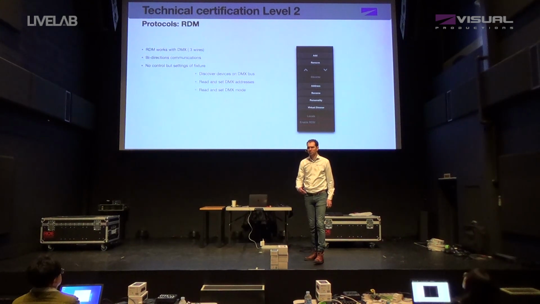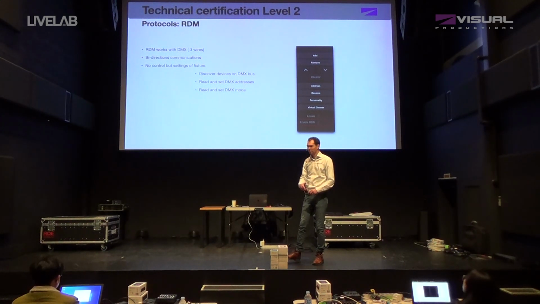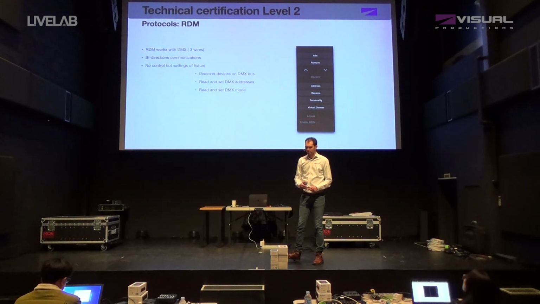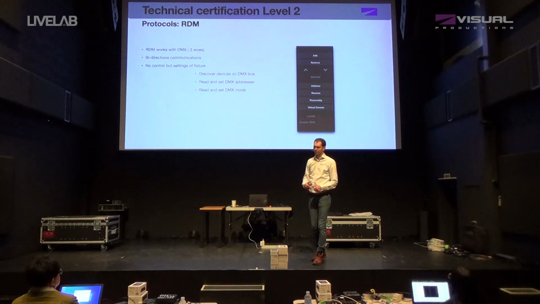So the normal DMX speed is 40 frames per second, but when you activate RDM, it goes down to 20 frames per second.